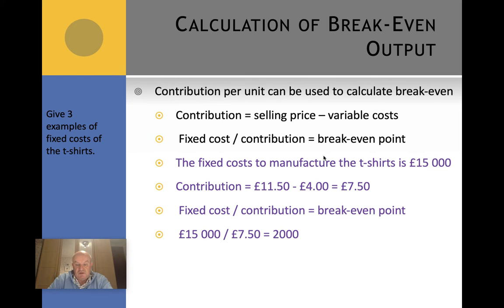So it means that we've got to sell 2,000 units, each giving us a contribution of £7.50 per unit, before we can cover our fixed cost of £15,000. So our break-even output would be 2,000 units, as it says there.